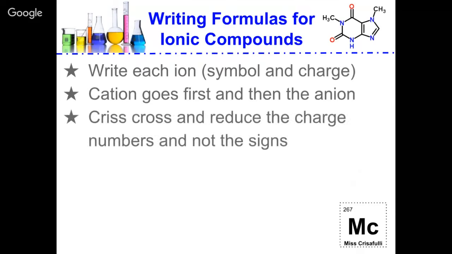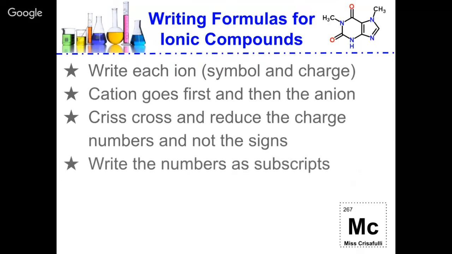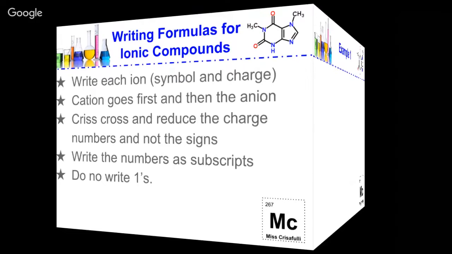Then you're going to crisscross and reduce the charge numbers, and remember, the signs are not going to be in our formulas. And then we're going to write the charges as subscripts. And then remember, we don't write ones in chemistry. Writing the 1 in a chemical formula is the same as saying the element symbol itself.